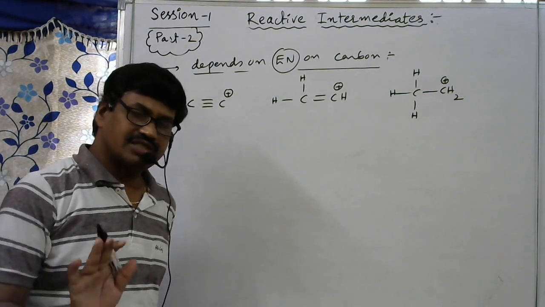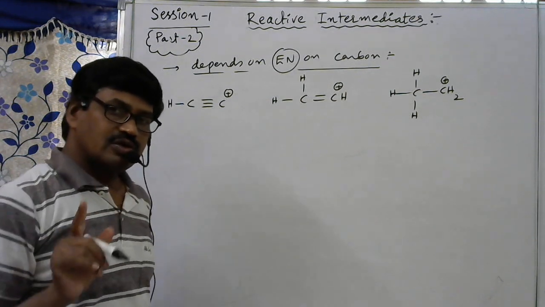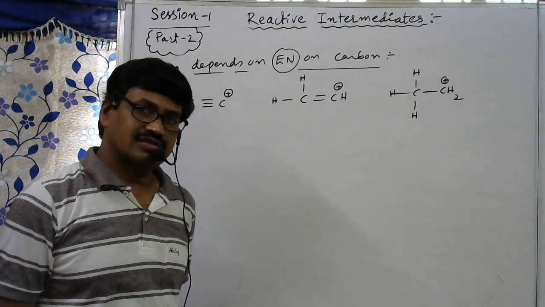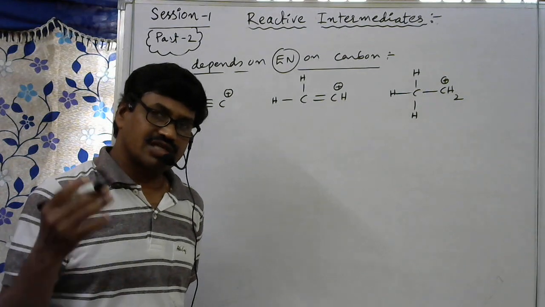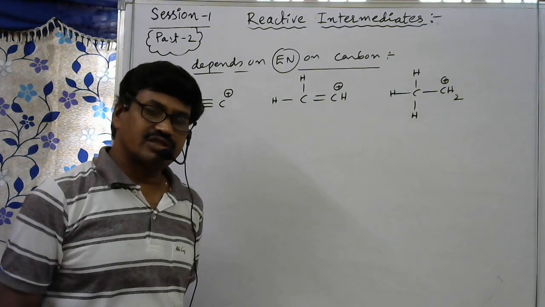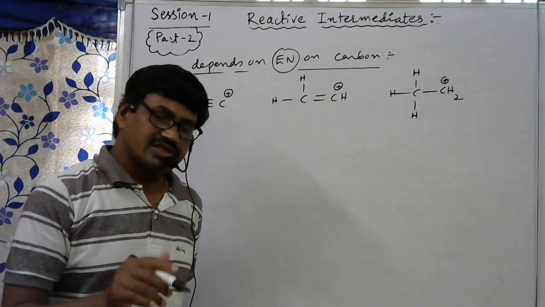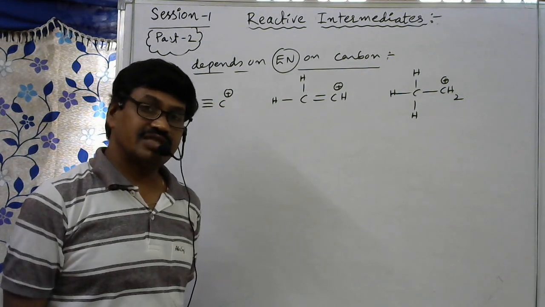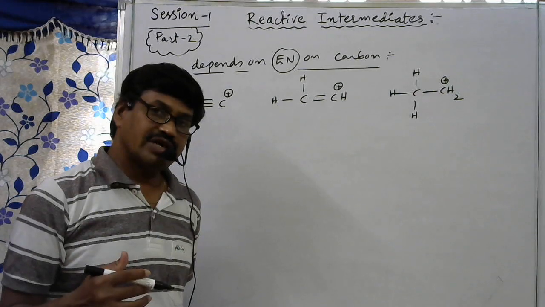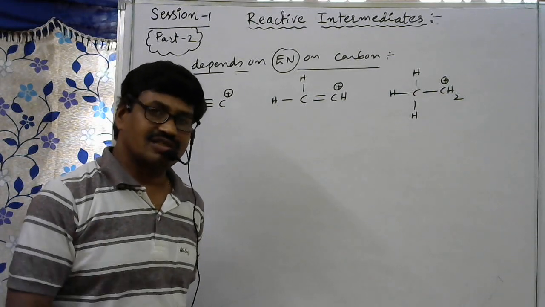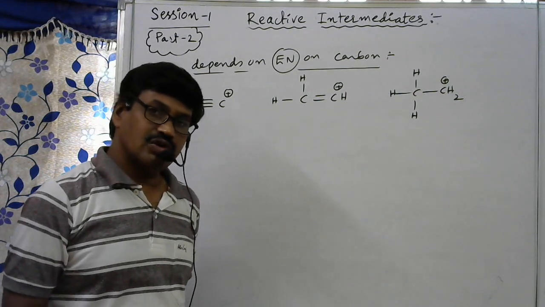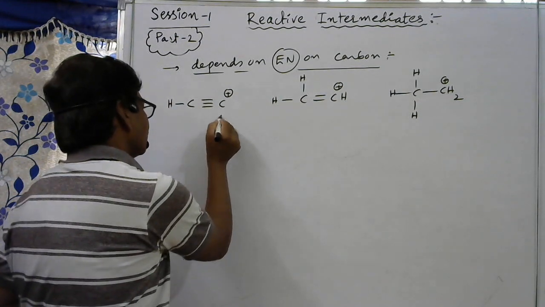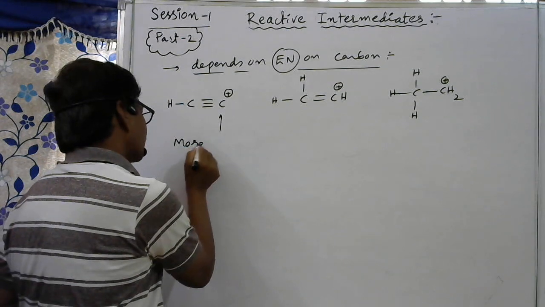So as per general concepts, a more electronegative atom will not accept a positive charge. Even more electronegative atoms like oxygen and nitrogen: if a positive charge is present on an oxygen atom, it will not get stability. But the same, more electronegative atoms can accept a negative charge. More electronegative atoms will not accept a positive charge. So this carbon is more electronegative.